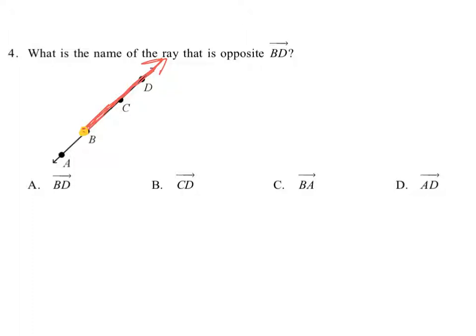So let's cross out the others, because they don't have B as an endpoint. And of course, if it starts at B and runs through D, that is the ray. That's not opposite it. So what it needs to do is start at B, but run in the other direction. It'll run through A, so the answer is C.